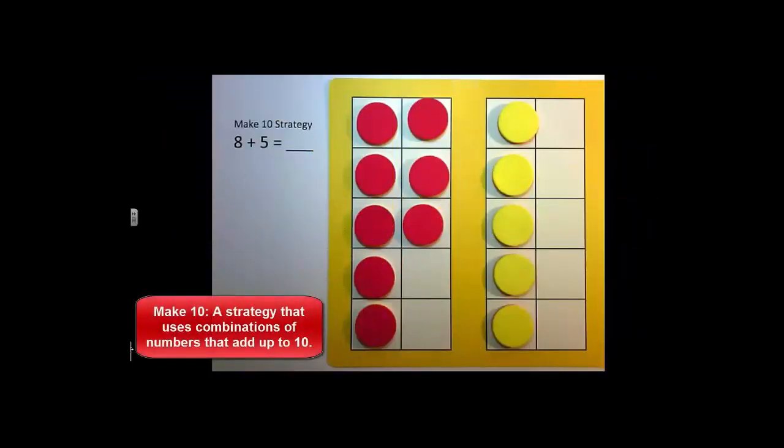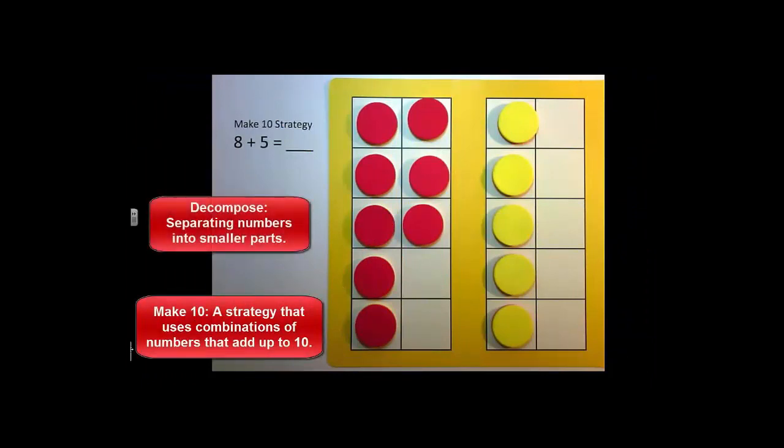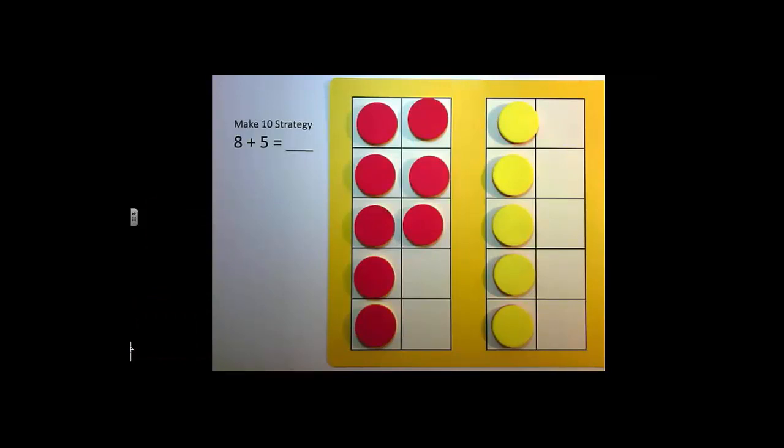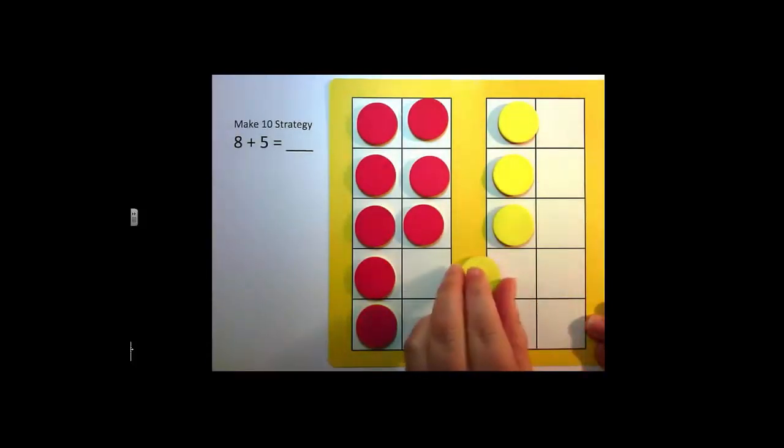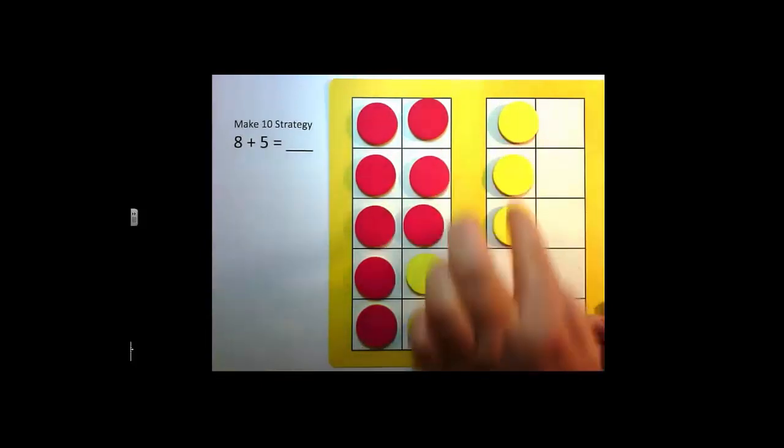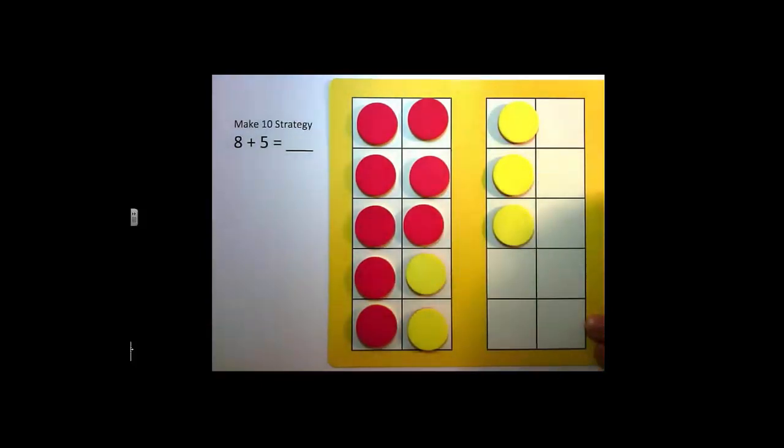Make 10 requires the understanding of decomposing one of the addends in order to make the anchor number 10 with the other addend. Here I've modeled 8 plus 5 using counters in a double 10 frame mat. 8 is the addend closest to 10, and I need 2 to put with that to make 10. If I could decompose or break apart the 5 into 2 and 3, I can put 2 with the 8 to make 10. Then, using understanding of place value, I know that 10 and 3 more is 13. I can record this numerically like this.